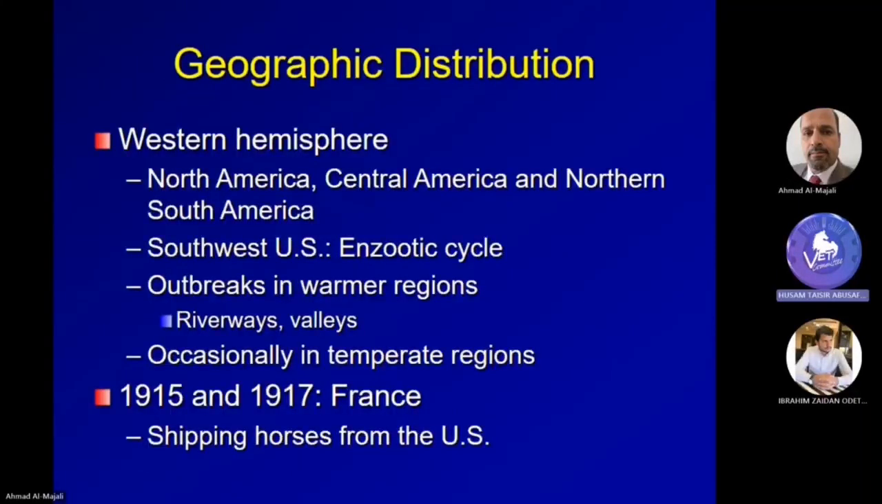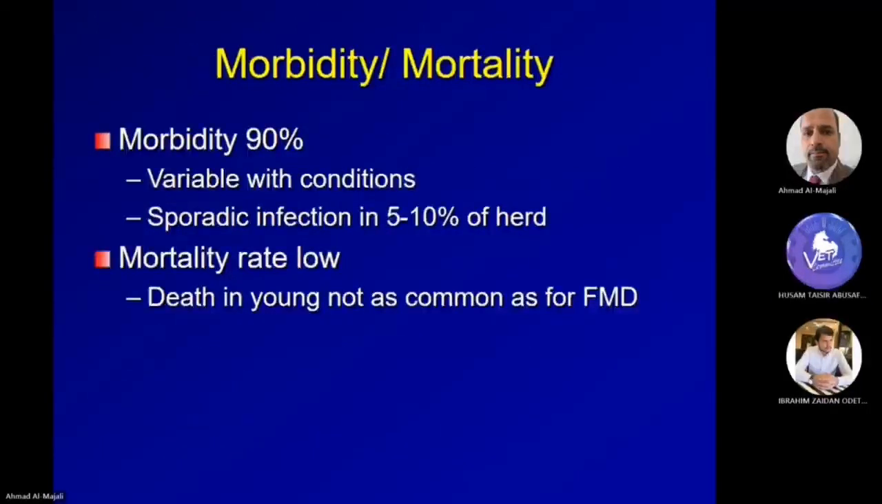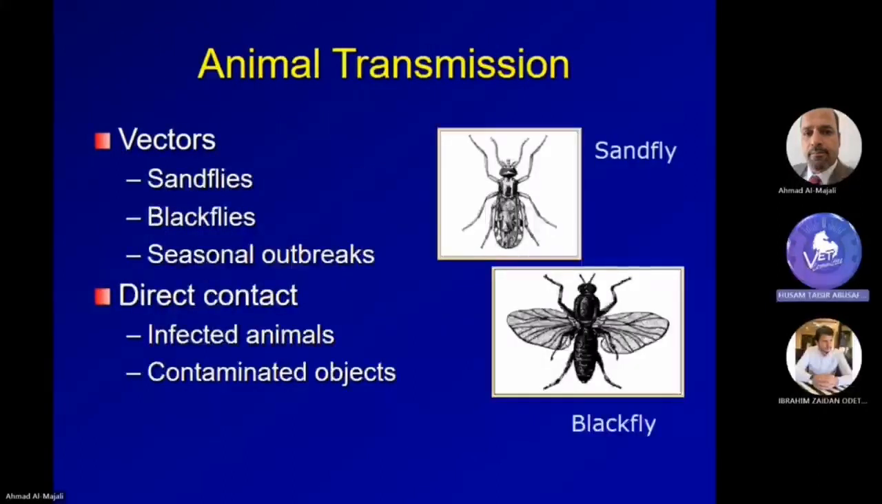As we said, it's mainly in the Western Hemisphere. I don't want to go through this. Morbidity in naive herds may reach 90%. Okay. However, these days we only experience sporadic outbreaks. I'm not talking about Jordan, about the world. Mortality is very low. But this is a vector-borne disease.